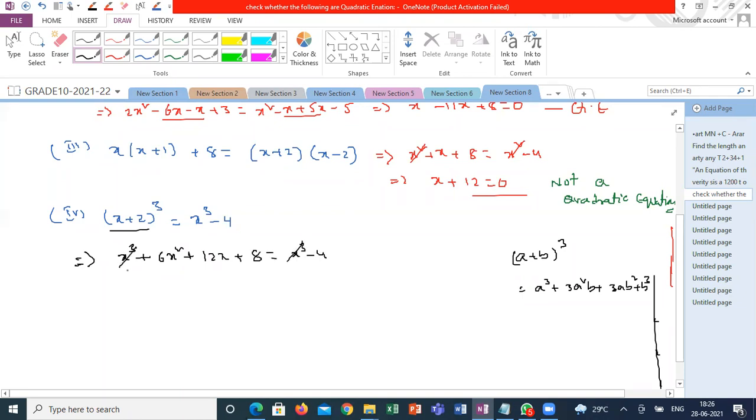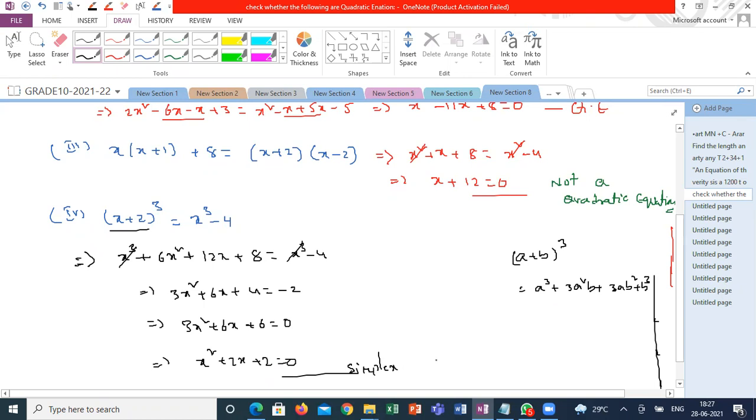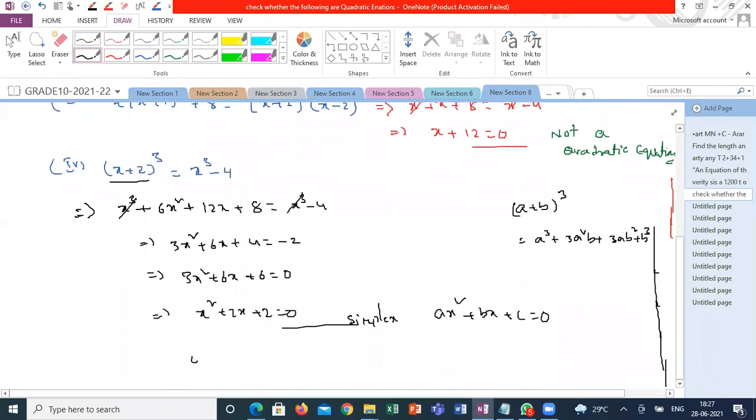X cube is cancelled. So if I divide the whole equation by 2, 3x square plus 6x plus 4 is equal to minus 2. This will be 3x square plus 6x plus 6 is equal to 0. Again, dividing by 3, x square plus 2x plus 2 is equal to 0. This is the simplest form of the given question, which is in the form of ax square plus bx plus c is equal to 0, and which represents a quadratic equation.